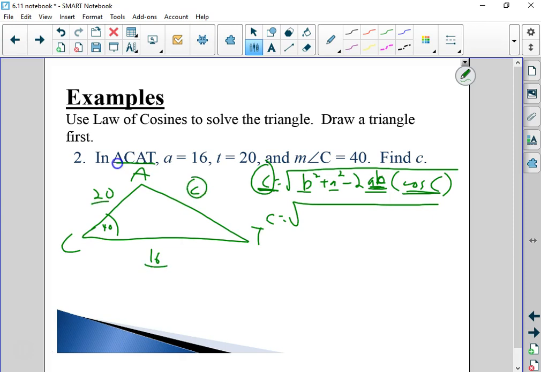These are our two numbers that are going to go underneath the radical, along with this angle here. It doesn't matter which one you put first. So 20 squared plus 16 squared. Again, it's just the other two sides. Minus 2 times those same two numbers, and it doesn't matter the order, times the cosine of the angle, which is 40 degrees. And now we type that in our calculator.